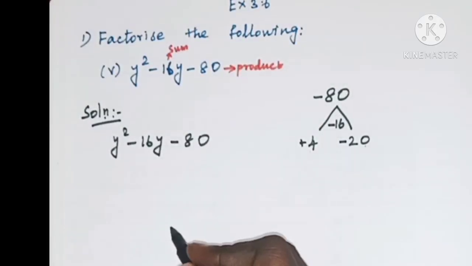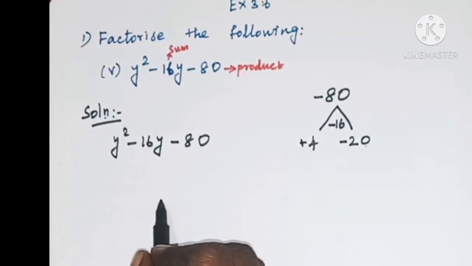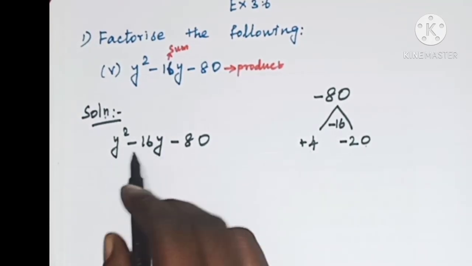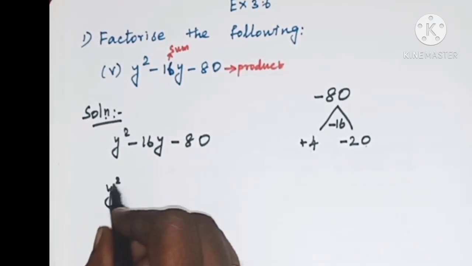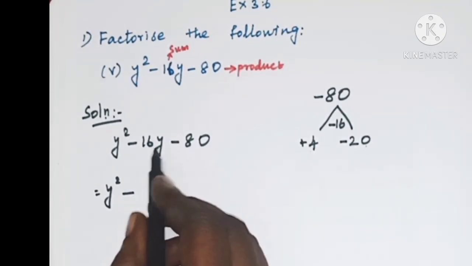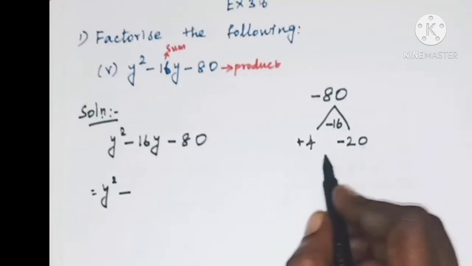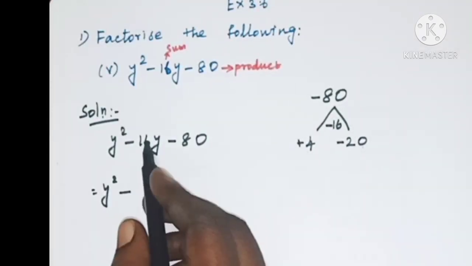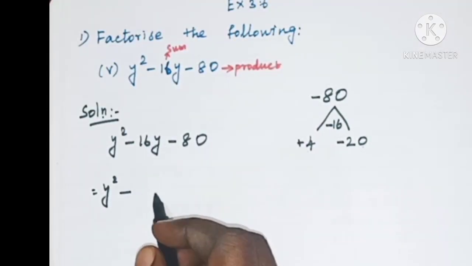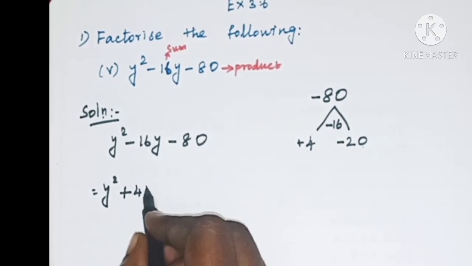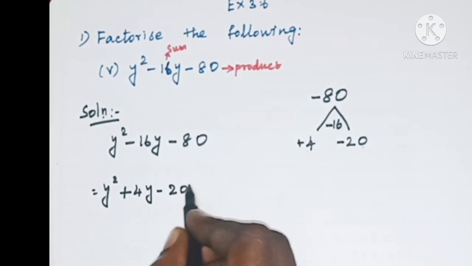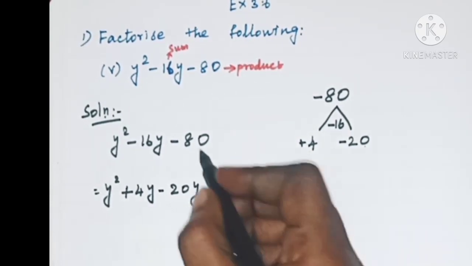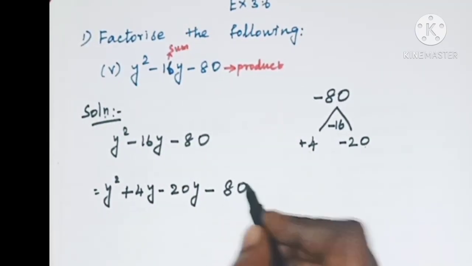Now the expression is y square minus 16y minus 80. Write that sum as it is. This is in the standard form. Now we have to split the middle term into two terms. So write the first term as it is, and the middle term can be split into two terms, that is plus 4 and minus 20. So minus 16y can be written as plus 4y and minus 20y, and write that last term as it is.